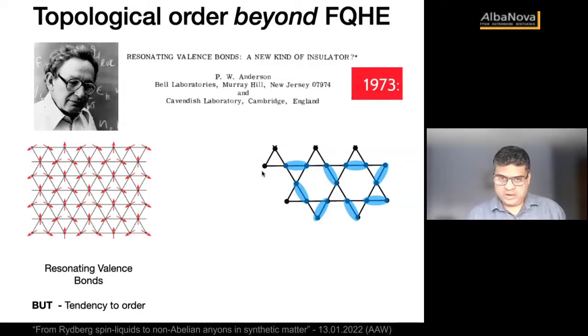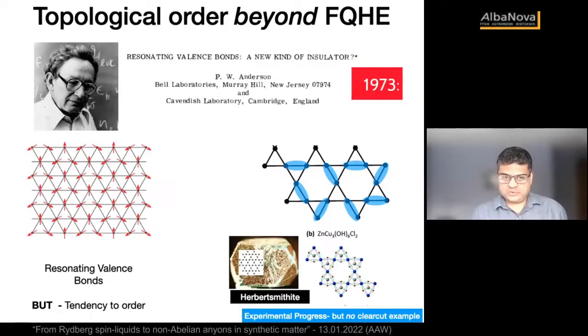Okay, so I should say there are a few candidates that are very promising. This is one. It goes under the name of Herbertsmithite, and a lot of the experiments seem to be consistent with spin liquid behavior. But really nailing down this physics has been challenging. I'll mention a little bit about that later. But ultimately, I would say that at this point, there is no material that we can confidently claim realizes this vision of the resonating valence bond quantum spin liquid. Okay, so that really is a major goal.